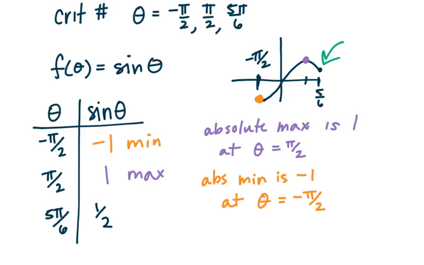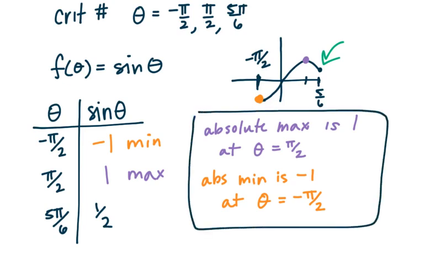Okay? So for absolute max and absolute min, you just need to remember to check the endpoints of the domain, the derivative equal to 0, and then any undefined values for the derivative or the original function, which we would have left out in the domain.